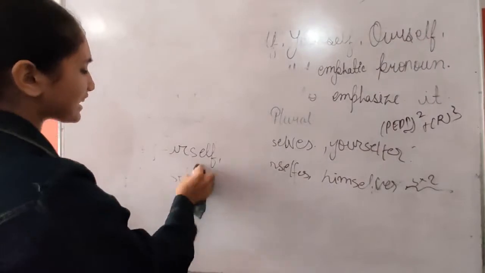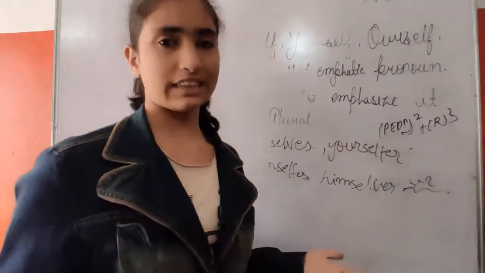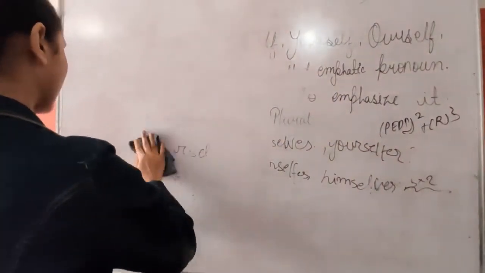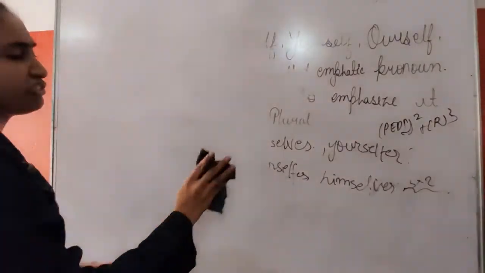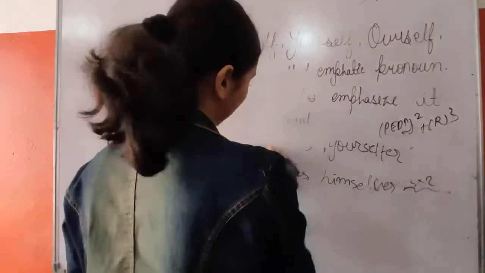So the word exclamatory pronoun means to show a strong emotion, strong feeling. That's all. Each and every word exclamation means the same. The difference is only that we put pronoun, we put adjective, and that's only the difference.